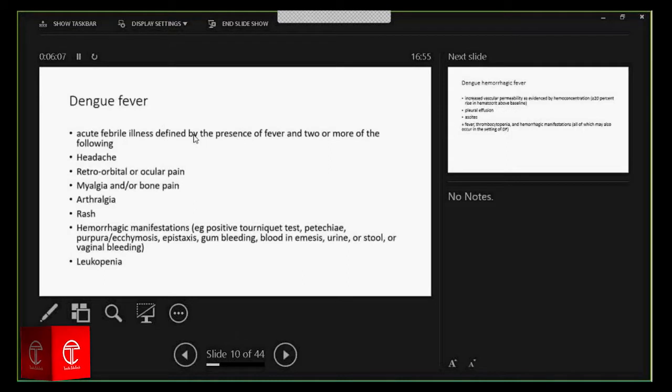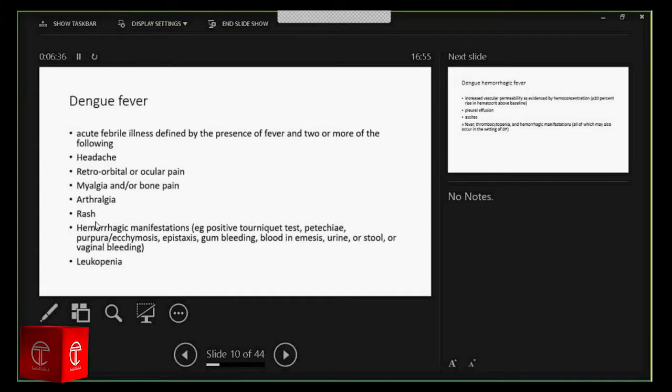classification. So dengue fever is an acute febrile illness, defined as fever with two or more of the following. They can have headache. Older children might complain of retroorbital pain or ocular pain. They might complain of myalgia or bone pain, arthralgia, joint pains, rash. The rash would be erythematous, a small maculopapular rash, more like a measles kind of rash.